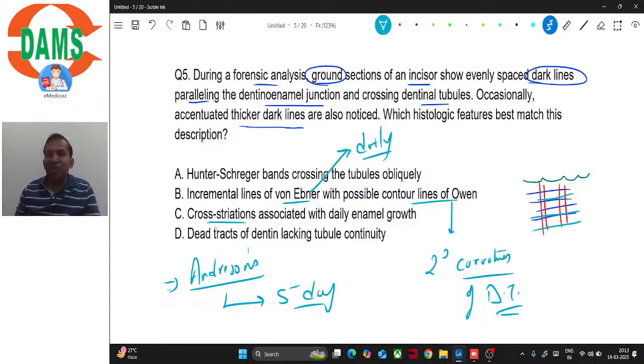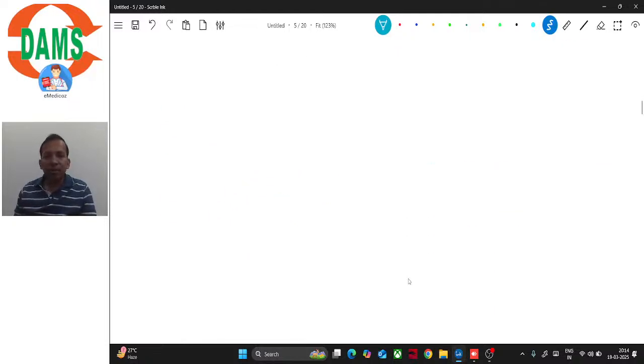Option C, cross striations. These cross striations are seen in enamel, not in dentine, and again these are daily incremental lines. Dead tracts, they are just empty dentinal tubules, isn't it? So option B is the correct answer. So let's go to the next question.